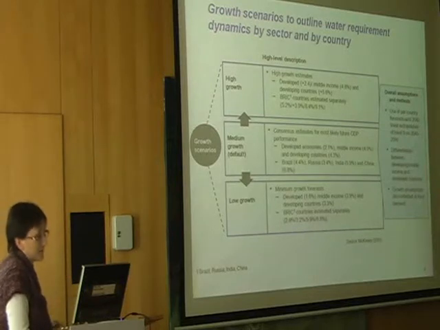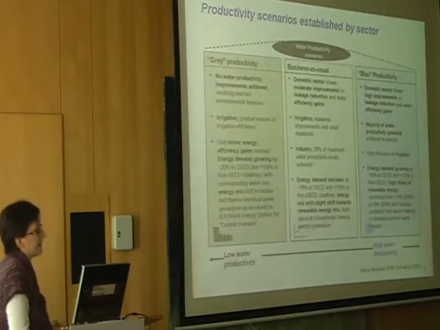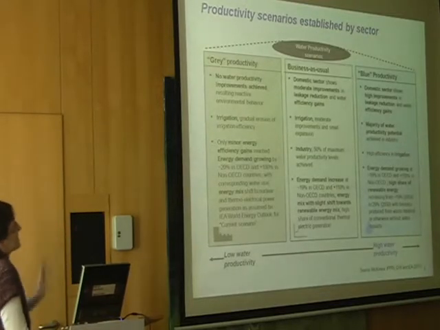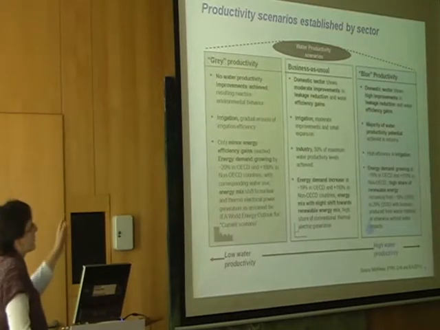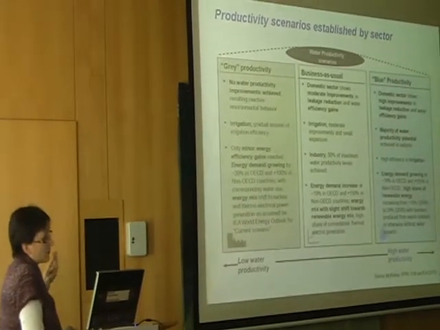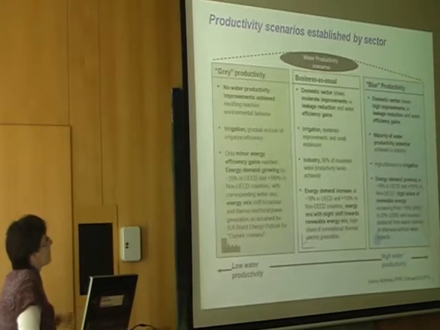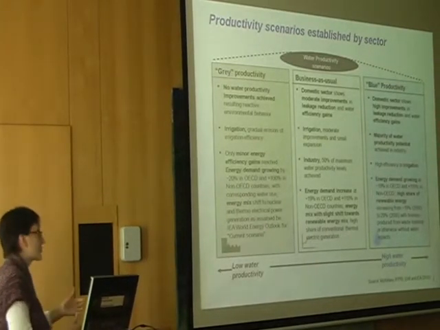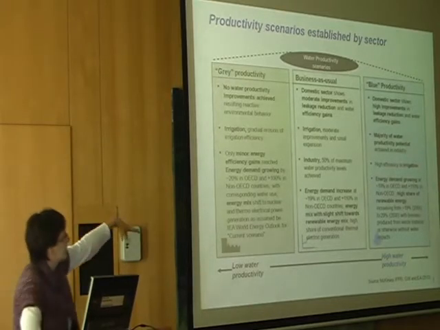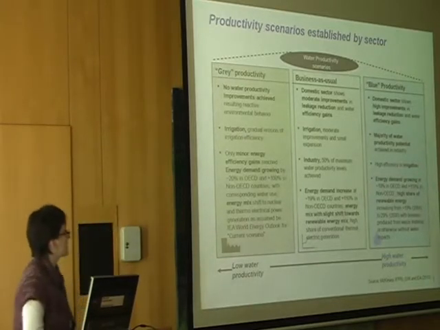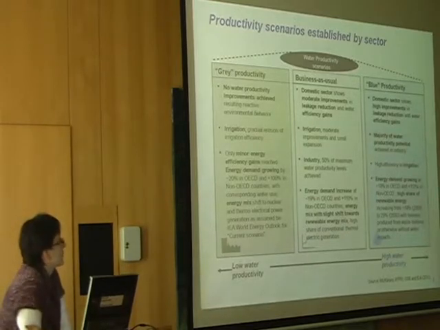Economic growth scenarios, so high, medium, and low. And then to assess what water productivity can do under various economic growth scenarios, we defined four different water productivity scenarios. A gray scenario, in which things are slowing down and there's very little investment. And McKinsey, as I mentioned, used the IEA World Energy Outlook scenarios.